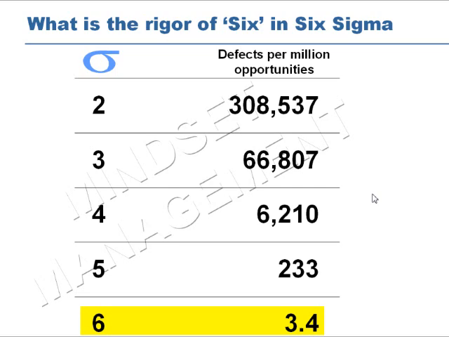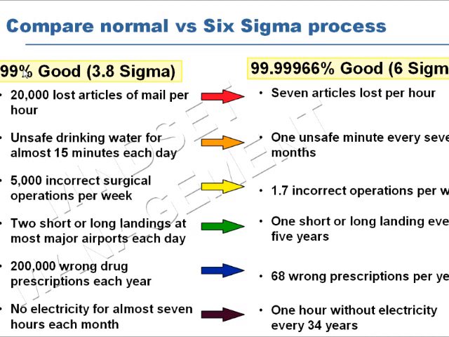So, we notice that, as we move up the sigma level, it means fewer defects and better performance. Normally, businesses which are good operate at 3.8 sigma level. Now, let us compare a normal or 3.8 sigma process versus a 6 sigma process. Compare 20,000 lost articles of mail per hour in a normal process versus 7 articles lost per hour in a 6 sigma process. Isn't the improvement enormous?